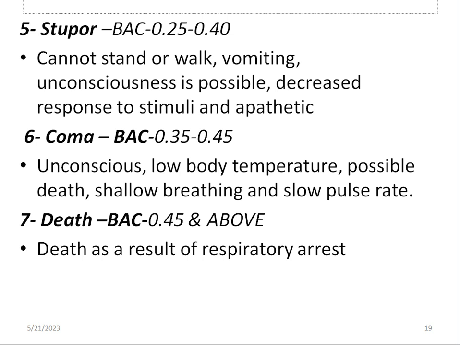So stage 6 is coma, and this may be due to blood alcohol content of 0.35 to 0.45. In terms of clinical observation here, the patient is unconscious, there's low body temperature, there's possible death which may result due to respiratory arrest or depressed respiratory center.